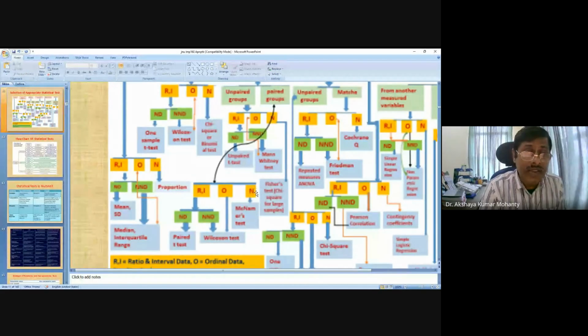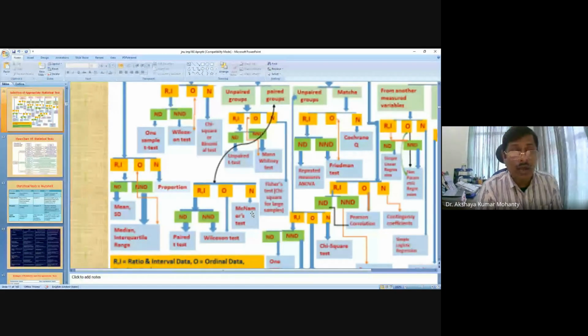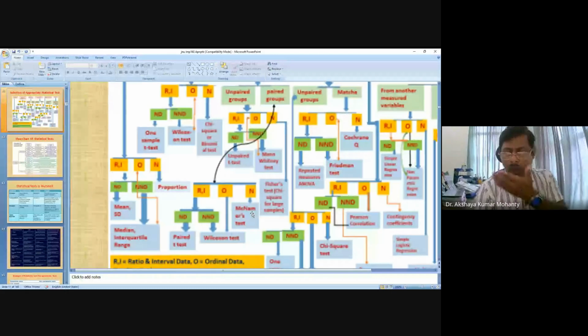Categorical, and under categorical with paired groups, you can use McNemar's test. So this also comes under the non-parametric tests. This is not a parametric test, isn't it? Because now one thing is confirmed.